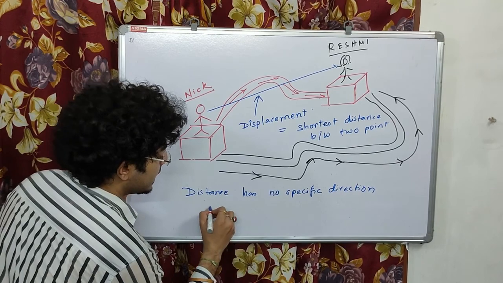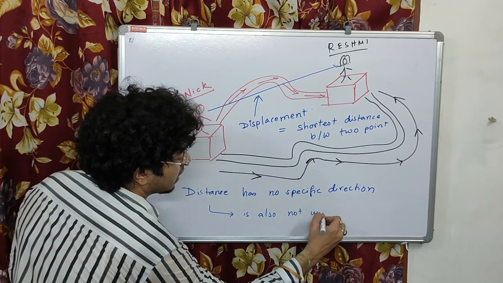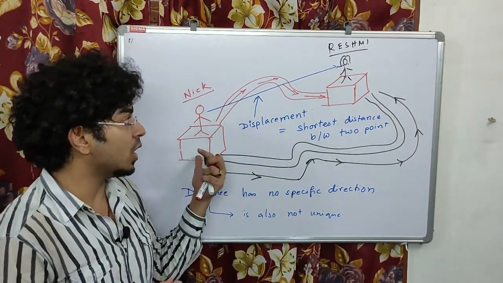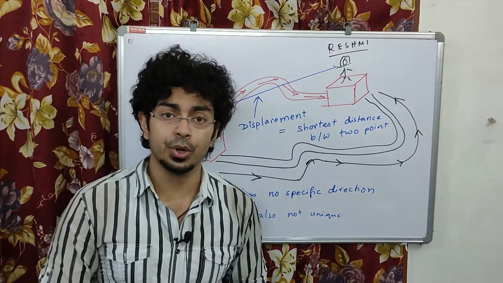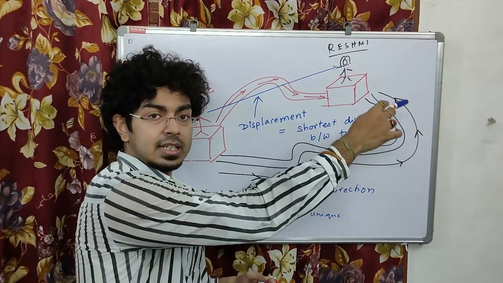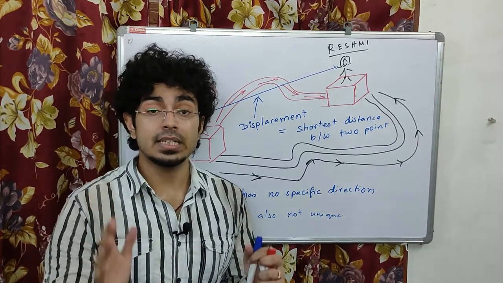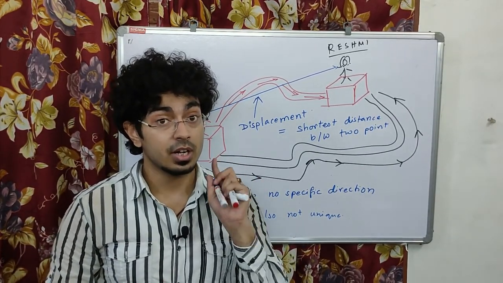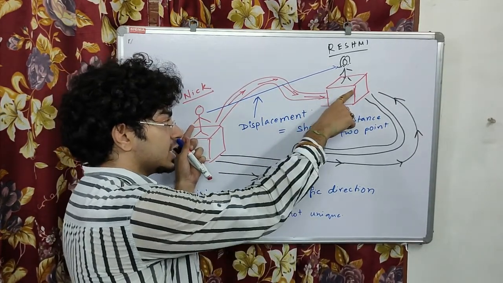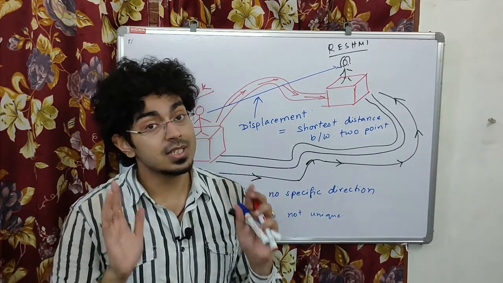And distance is also not unique. Now if someone asks me, what is the distance between Nick's house and Reshmi's house, which would you say? If you take this path, you have to cover a longer distance, and if you take this path, you have to cover a shorter distance. So distance is not unique. Remember, displacement is unique, that is the shortest distance between 2 points, but distance is not unique, right? So this is clear to everyone.